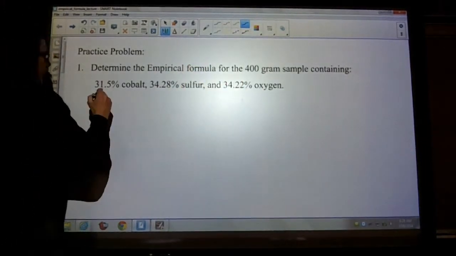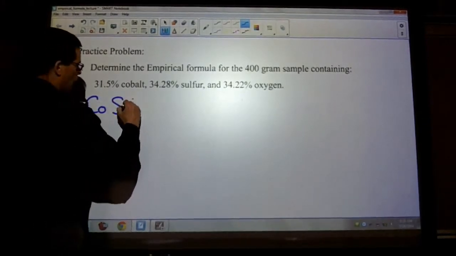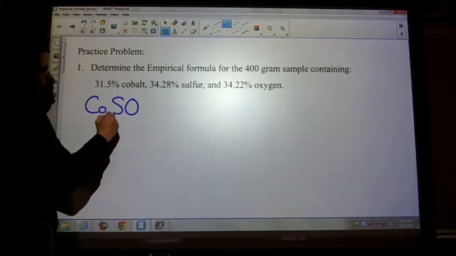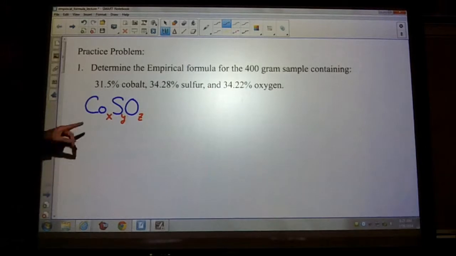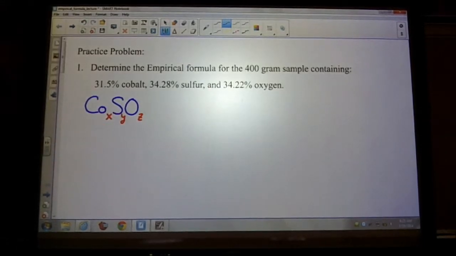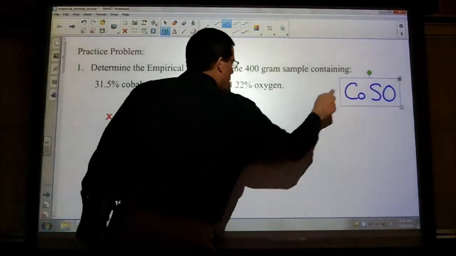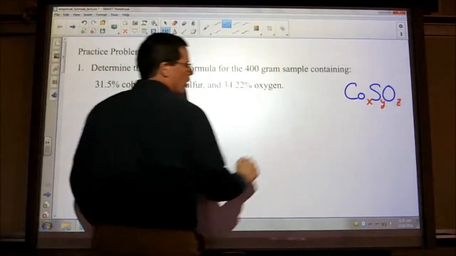So what we're looking at is a cobalt, sulfur, and oxygen compound. And what the empirical formulas are allowing us to do is find out what these subscripts are. So we don't know what the subscript for the cobalt is, the sulfur, or the oxygen. That's what we're going to do. We're going to find those values. So let me go ahead and move that over here, and we can look at that here in a second. So we're going to find out what those values are.